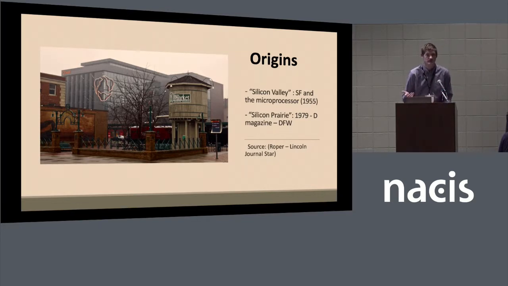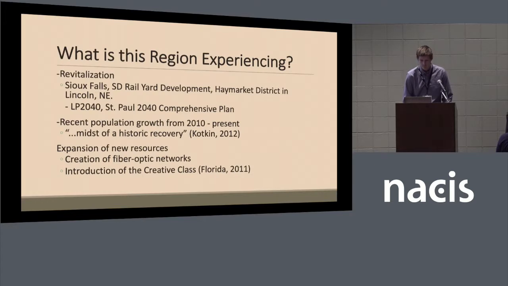First instance was in 1979. D Magazine in Dallas-Fort Worth explained this idea of a tech startup happening in Dallas-Fort Worth because of tech industries, the amount of people who knew how to work on hardware, et cetera, for computer processing. So in essence, what is this region really experiencing? A lot of revitalization right now. In the Great Plains area, the Midwest, a lot of people are moving back, and a lot of people are trying to make a mark on the landscape.